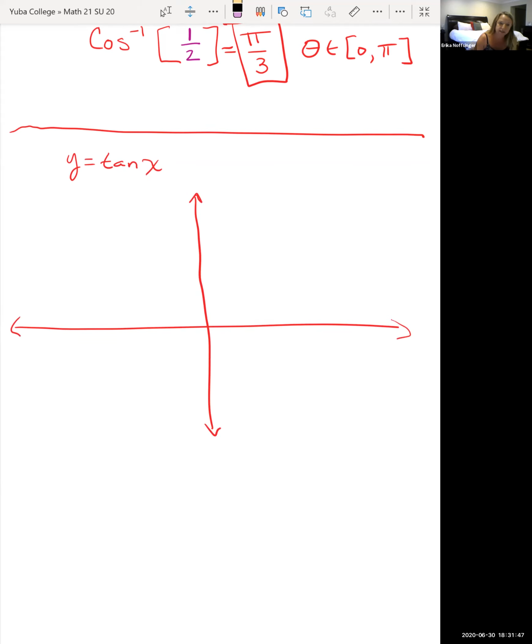So if we're looking at the inverse function, we're going to write it as tangent inverse of x. It looks like a -1 exponent, but it's not. Domain and range swap. So our domain now is any real numbers. And our range has to be between -π/2 and π/2, not including the endpoints.